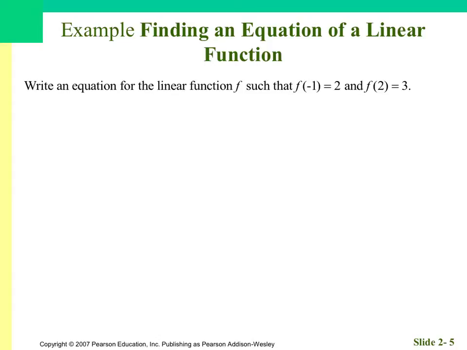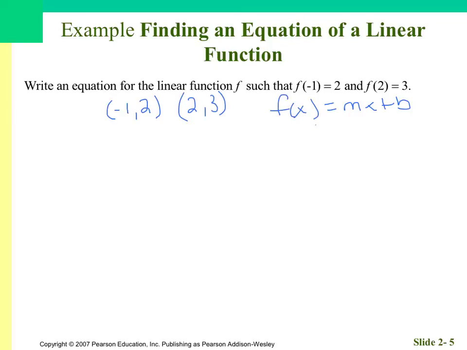Write an equation of a linear function such that f of negative 1 equals 2 and f of 2 equals 3. So, remember what this means. You have 2 points, negative 1 comma 2 and 2 comma 3. That's what these are telling us. X is negative 1, y is 2. X is 2, y is 3. How do you find the slope? Because we need to get this.